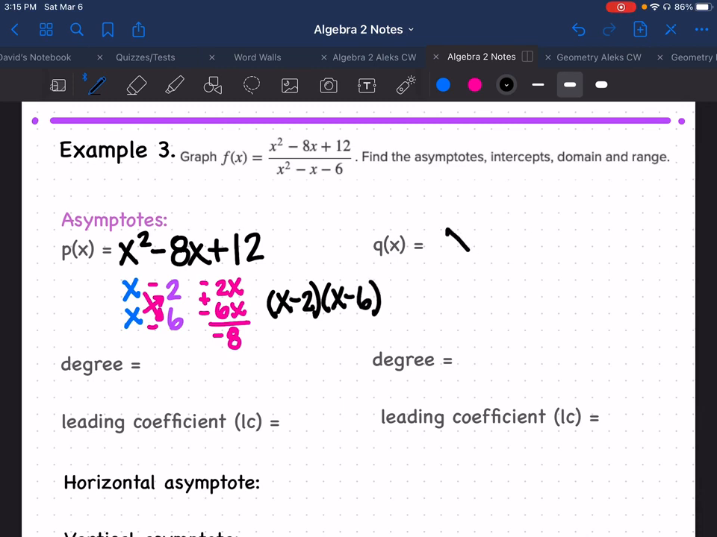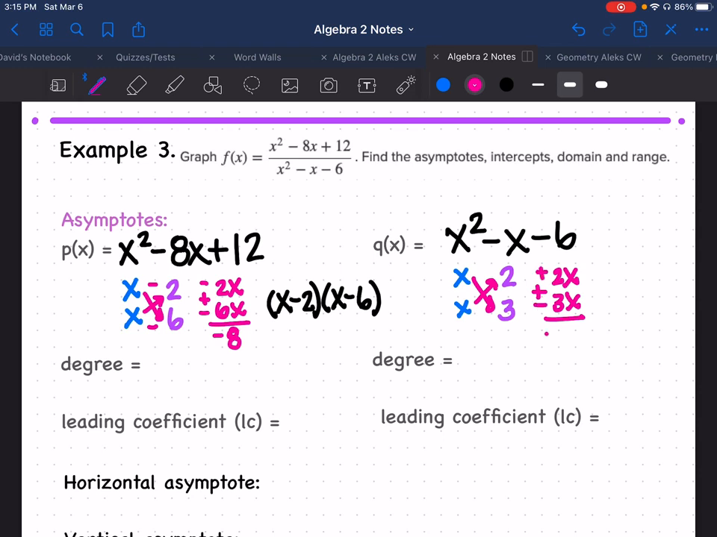All right, Q of x is also factorable. This would be x times x, and let me think, 6. It's got to be 2 times 3, because with 2x and 3x, I can make those become negative 1x if this one is negative and this one is positive. So that means, yep, there we go, I've got x plus 2 and I've got x minus 3.